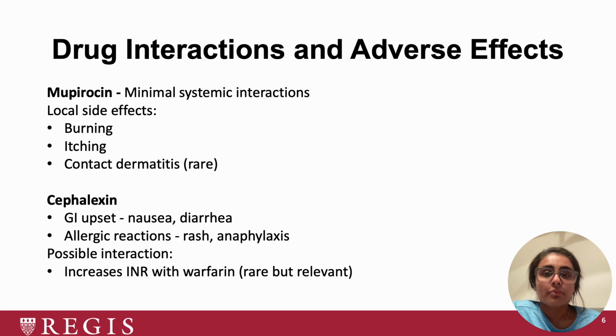Mupirocin is generally very well tolerated and has minimal systemic drug interactions due to its limited absorption. The most common adverse effects are localized and may include mild burning, itching, or irritation at the application site. For cephalexin, common side effects include GI symptoms such as nausea and diarrhea, as well as potential allergic reactions, especially in patients with a history of penicillin allergy. There is also a potential interaction with anticoagulants such as warfarin, which may increase the risk of bleeding, although this is relatively uncommon.